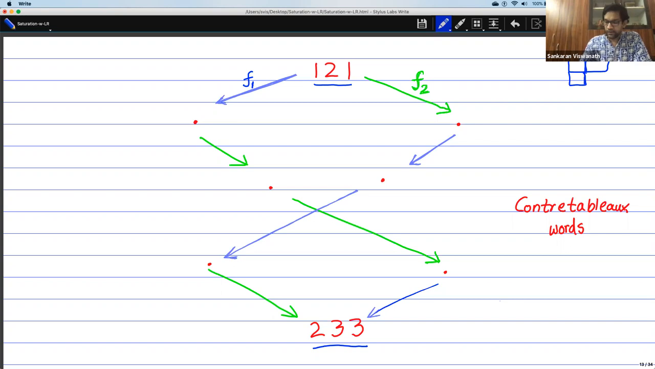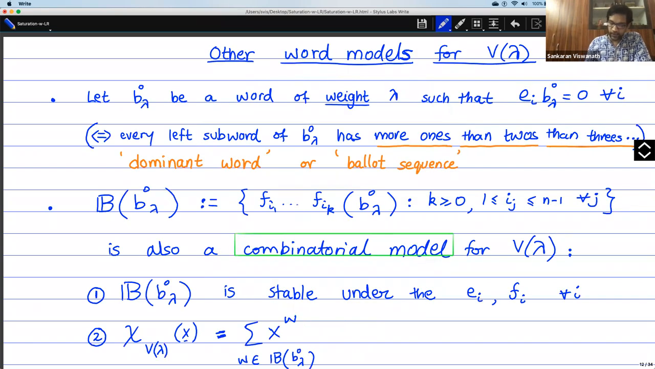And so the theorem here is the following. It says that this again forms a combinatorial model for this representation, in the sense that if I start with this particular word and I apply all possible F's, I collect together all the words generated in this way, and that collection is stable under the E's and the F's. Okay, number one.